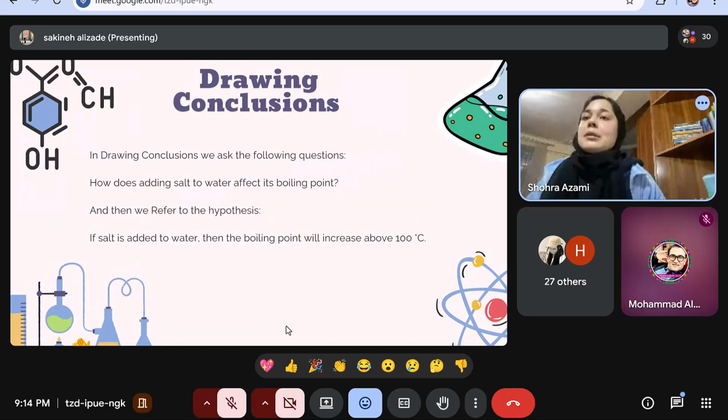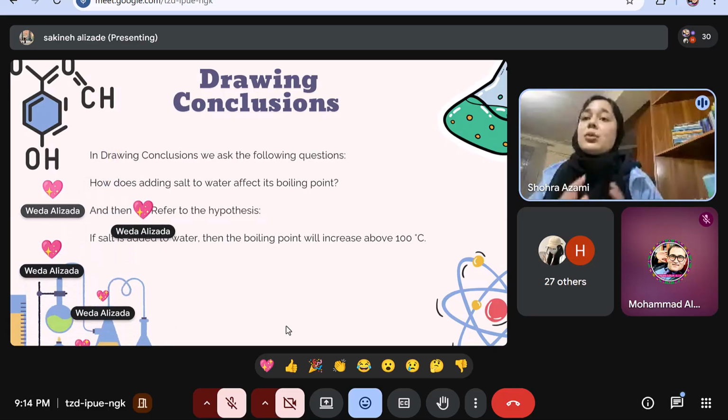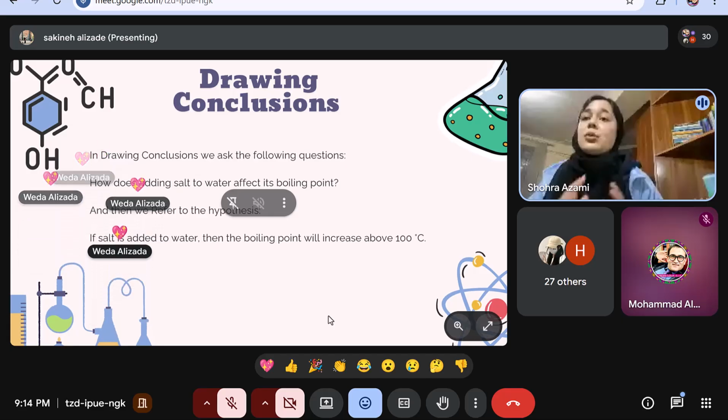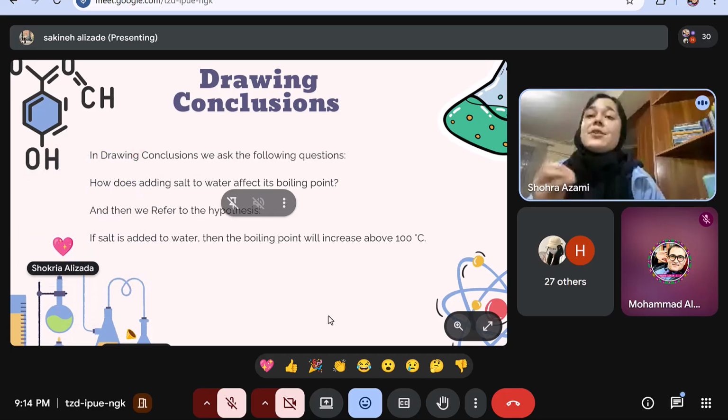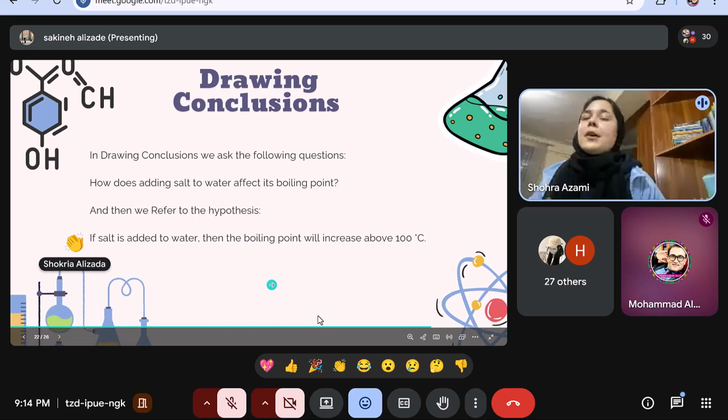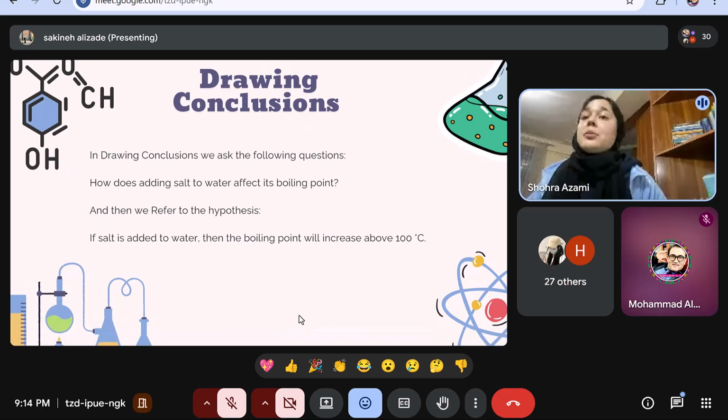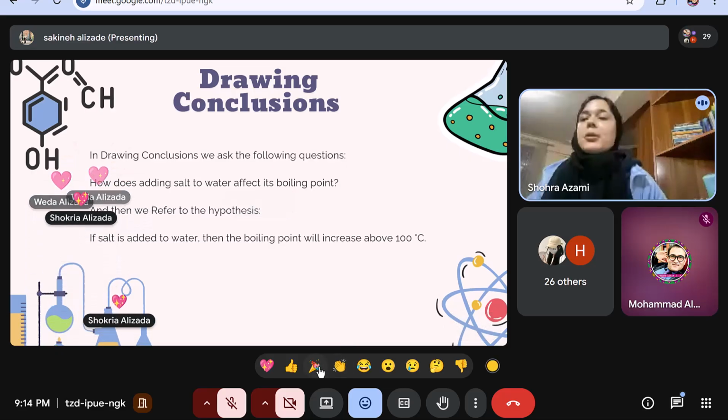And in conclusion, we could say that we asked the following question: how does adding salt to water affect its boiling point? And then we refer to the hypothesis that if salt is added to water, then the boiling point will increase above 100 degrees Celsius, and the experiment and the data collection that we did was completely correct.